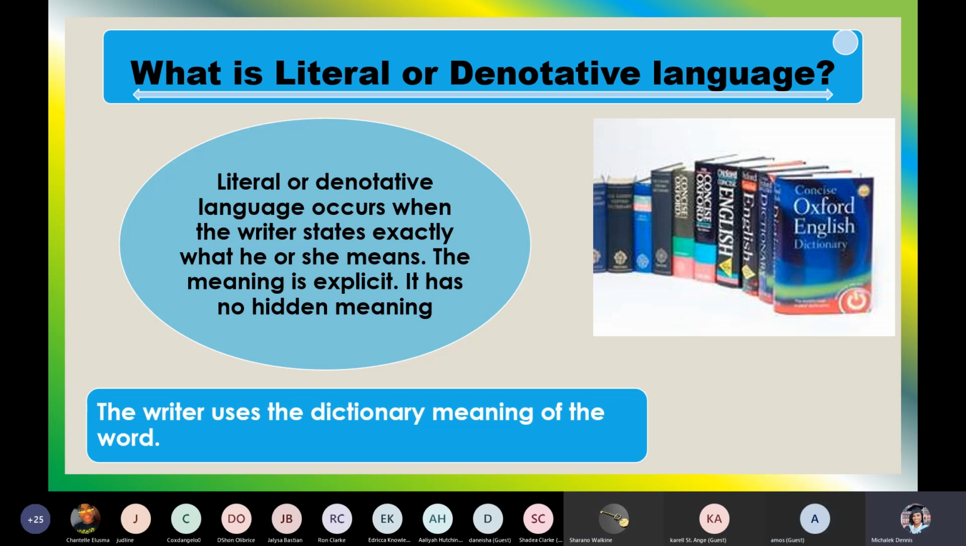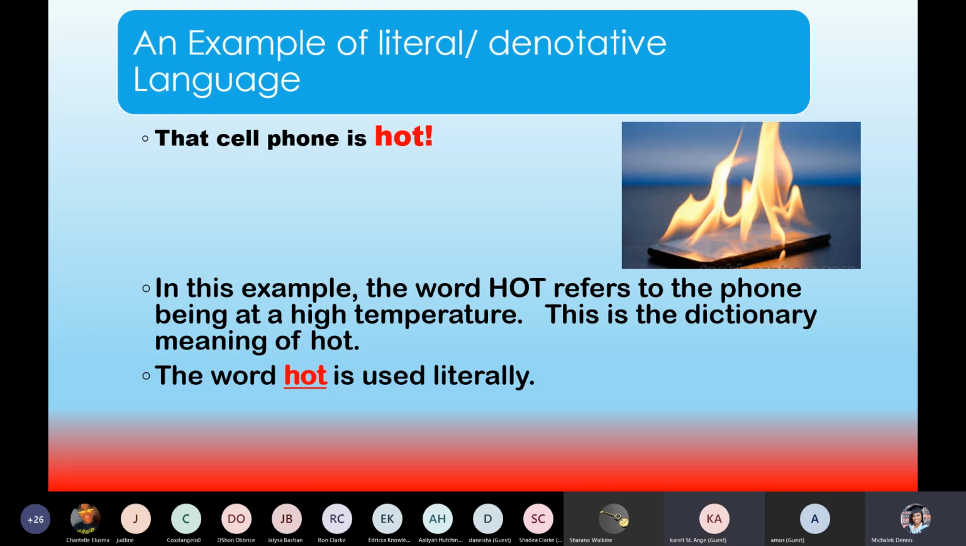Thank you so much. The writer uses the dictionary meaning. So that means it's literal, exactly what they're saying. It doesn't mean anything different. So if you're reading a passage and they're asking you what is the literal meaning, it's exactly what the writer is saying. There's no reading between the lines. It is what it is, like you guys love to say.